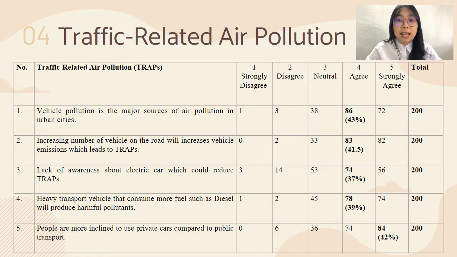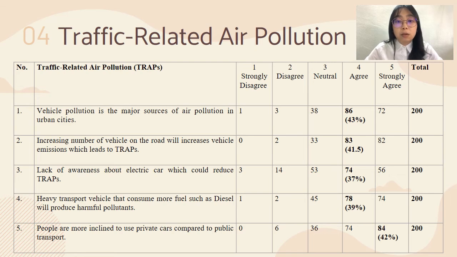Then we come to the data analysis and discussion. For the traffic-related air pollution, based on the analysis, most of the respondents were largely in agreement with the statement that they are more willing to use the private car and believe that an increasing number of vehicles on the road will increase the vehicle emission, which will lead to the traps. So this has clearly shown that most of the respondents tend to use their private car compared to public transport, which will indirectly cause the number of vehicles on the road to increase.